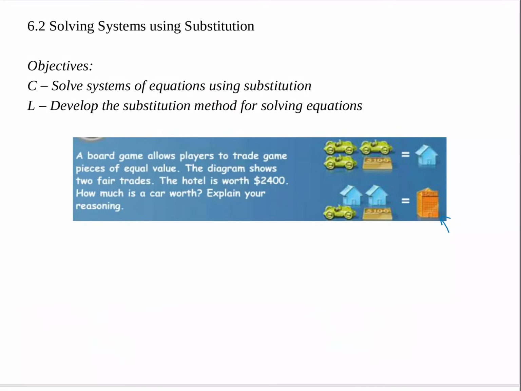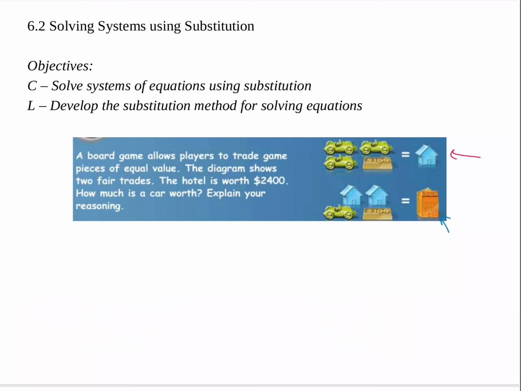All right. So let's see. In this first fair trade on top, we have 3 cars, and then this gold thing right here is supposed to be $100, equals 1 house. And then we have 2 houses, a car, and then another $100 equals a hotel. On a problem like this, you can really just use logic. But what this is trying to get you to do is understand substitution, okay?